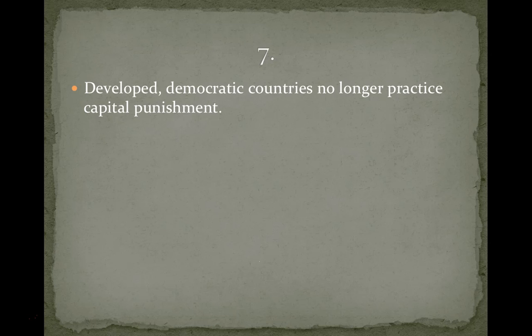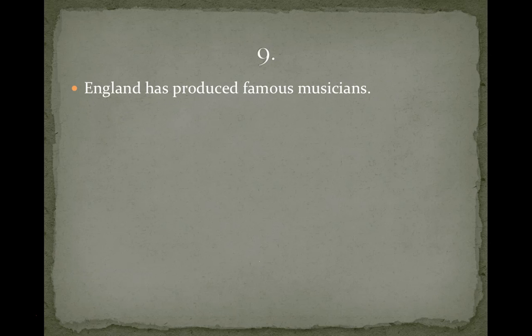Developed democratic countries no longer practice capital punishment. Go ahead and pause the video, and again, this one may require some research to come up with a couple examples that support the conclusion. Some examples of developed democratic countries that no longer practice capital punishment include Australia, Italy, and Canada. Okay, let's move on to the last example.